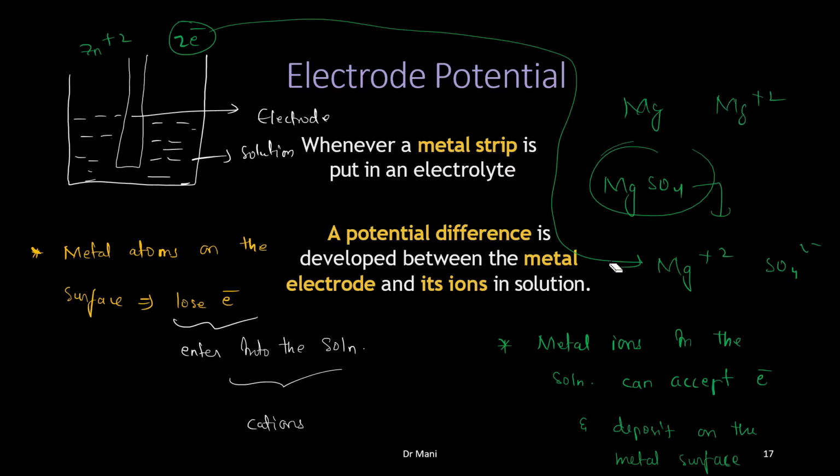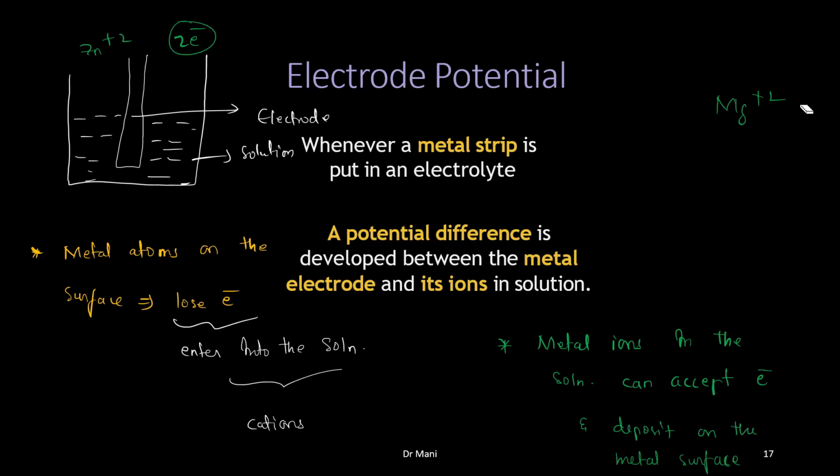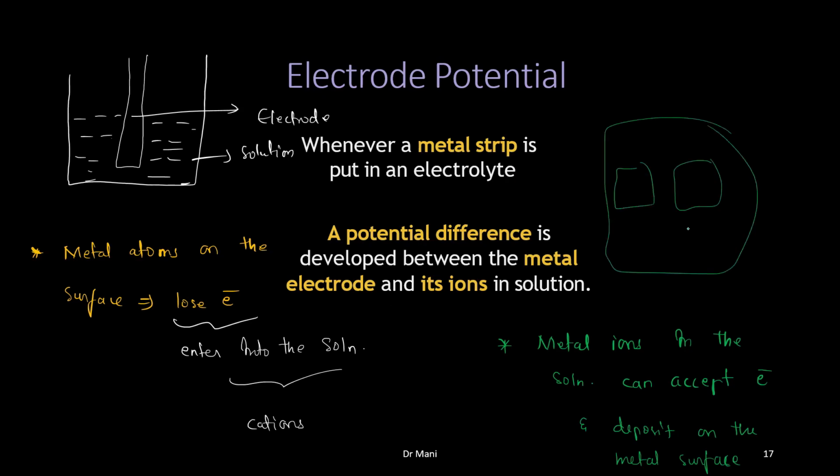Understood? Is this clear? Right now I'm not explaining fully how the current is passing. I'm just breaking it down into reduction and oxidation, and how the electrode potential is developed. Once you understand all these small bricks, then I'll explain the overall concept. Understood?